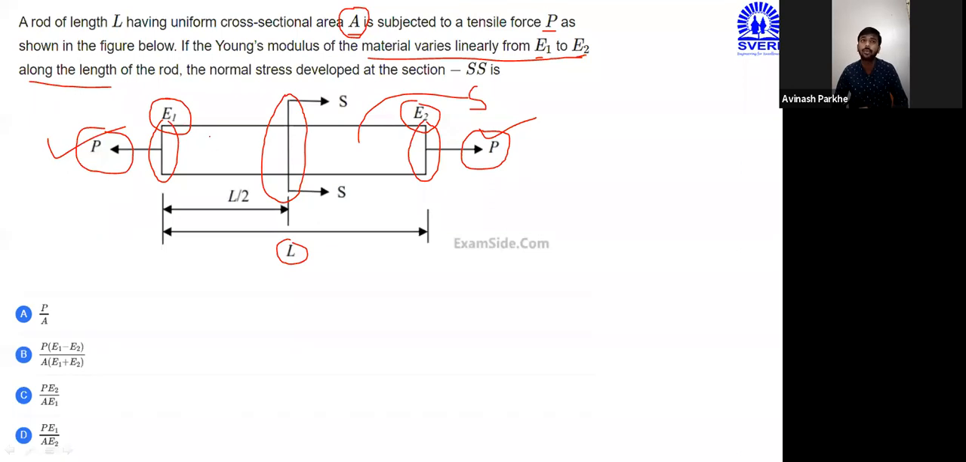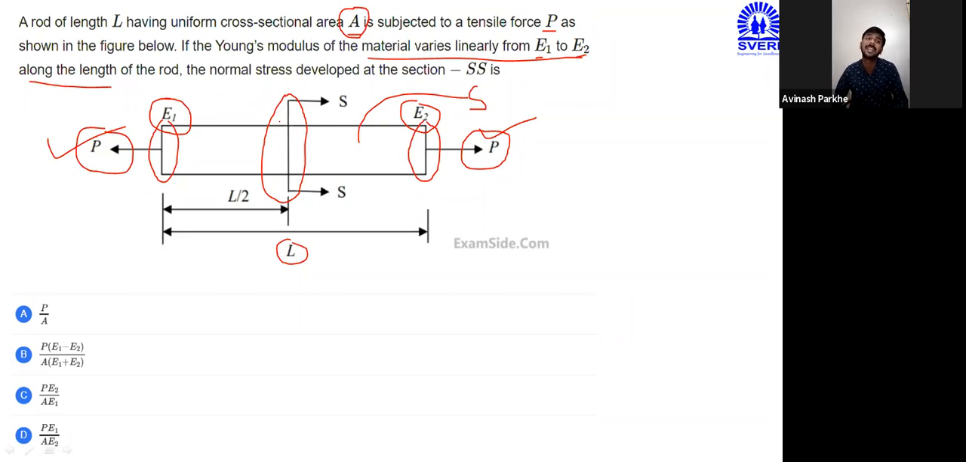Please keep in mind, there is no possibility to vary the Young's modulus from E1 to E2, and the stress value will not be defined in the form of Young's modulus. The basic definition of stress is force upon area. So at the numerator Young's modulus is not present in the formula, and at the denominator also it is not present. We have the simple definition: stress is equal to force upon area, that means sigma is equal to P upon A.